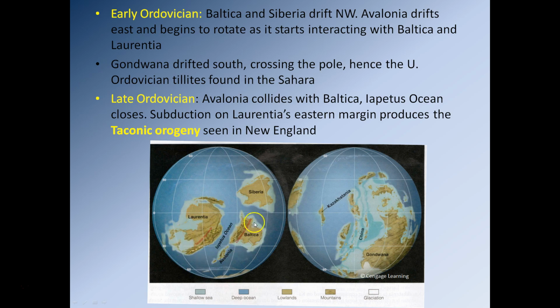The Caledonian mountain range is over here on the Baltic side, and we have the Tectonic highlands over here on the Laurentian side. Okay, and they're both being produced by this impending collision.